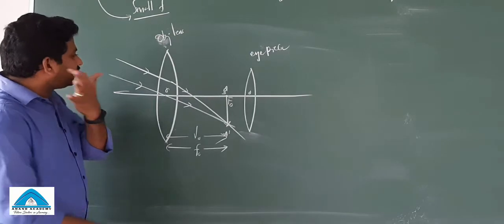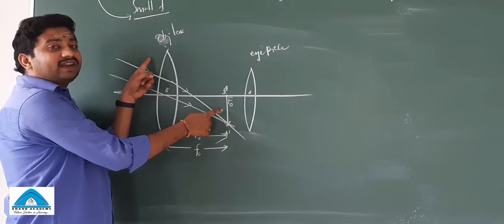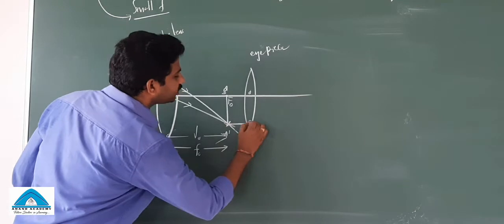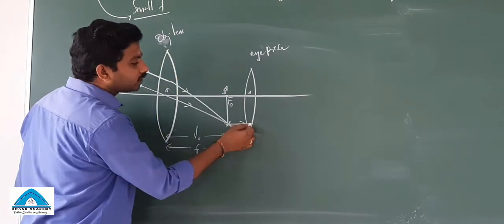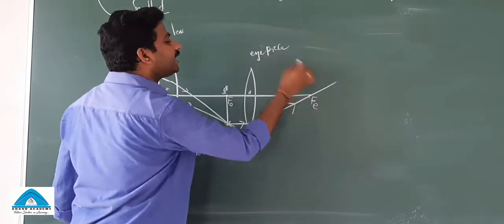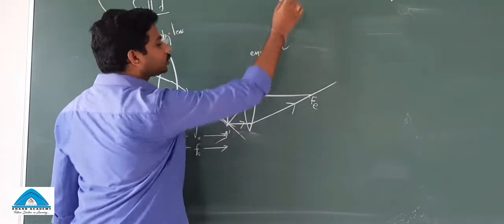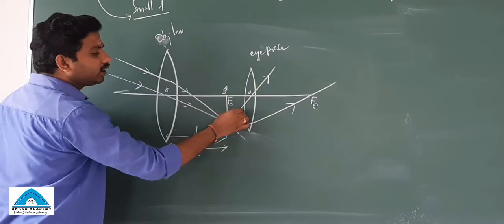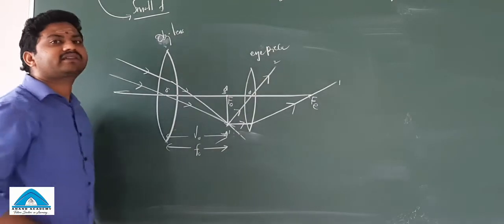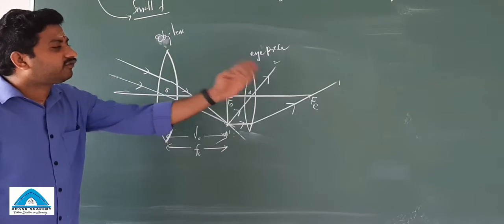Now, the image formed by the objective lens will behave as an object for the eyepiece. One light ray passes through the focus of the eyepiece, and another light ray passes through the optic center and goes undeviated. This is the first refracted ray and the second refracted ray. They never meet each other. Yes or no? So why is it formed like this?